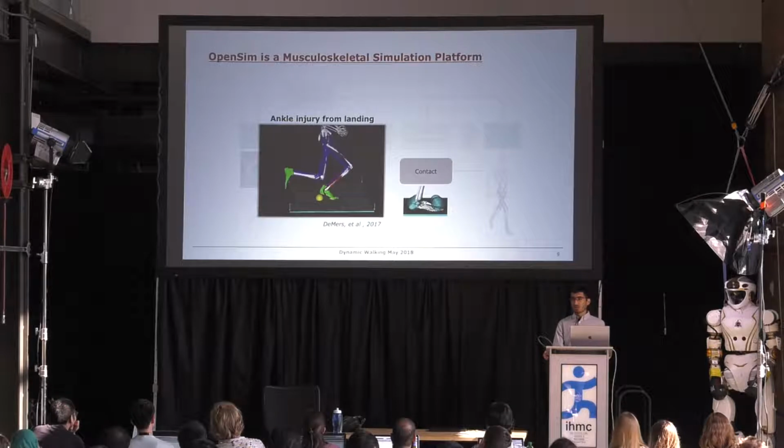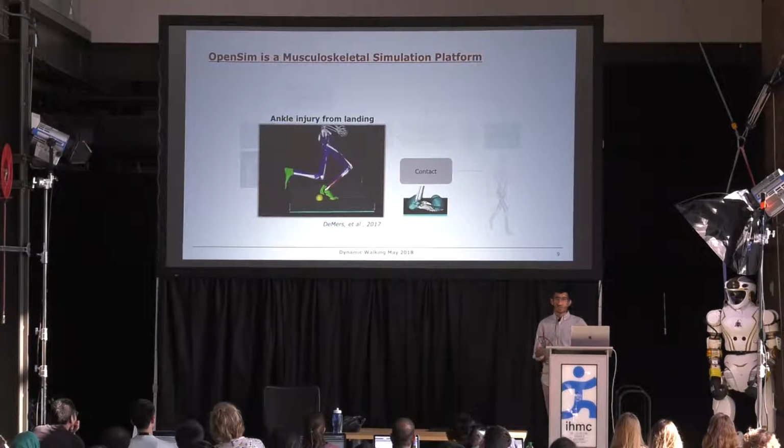Others in the community have also used these compliant contact models to look at contact loads in the knee joint to discover walking patterns that can reduce knee joint load, which is important for those with knee osteoarthritis.